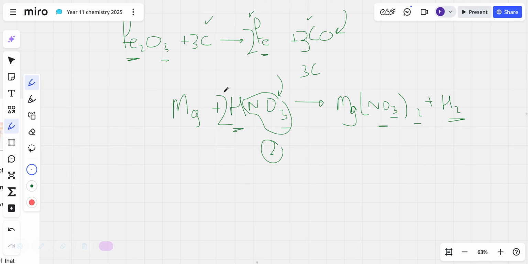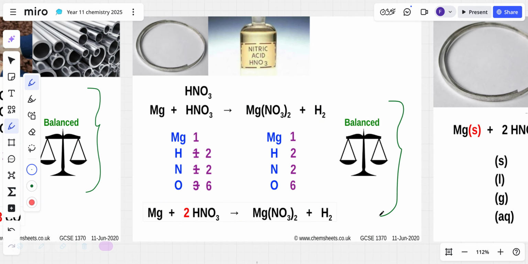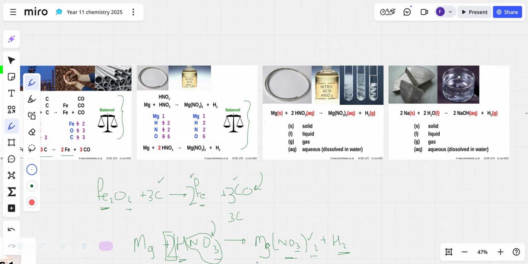I've got 1 written there, but I put a big fat 2 in front of it. So 2 times 1 is 2. And here I've got NO3 and a 2 on the outside, and I've got 2 of them there. That's it, I'm balanced. And all I did was look at the hydrogen. And again, look at the working out you're expected to do. All right, so that was magnesium.